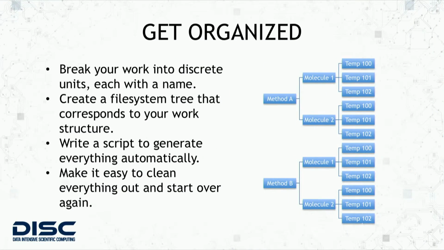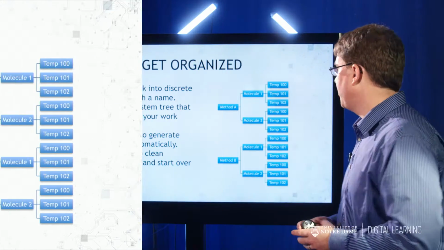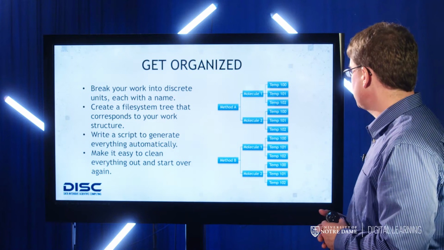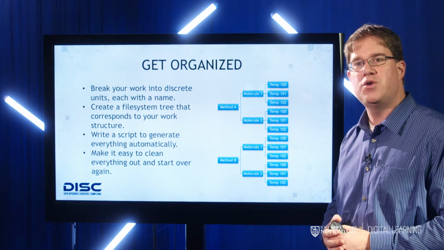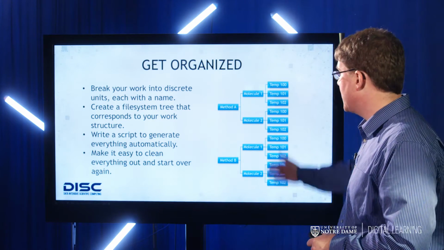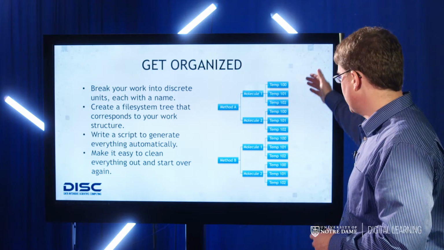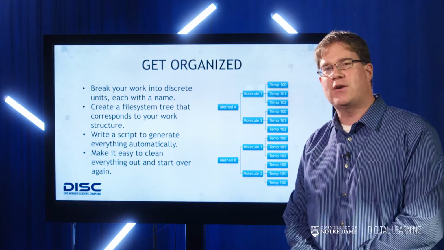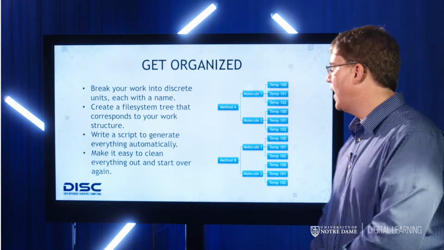Now my first piece of advice is to get organized, in particular to get organized in how you manage your data in your file system. If you're going to do a whole lot of runs, make sure you break your work into some discrete units, each corresponding to a file, and then create some kind of directory structure that corresponds to the work that you're trying to do. In this example, suppose that I want to simulate 2 different molecules at a variety of different temperatures with 2 different methods. Well, the first thing I would do before getting involved in any kind of batch system is to make a nice structure that has method A at the top, then molecules 1 and 2, and finally the temperatures, so that I can browse this directory structure and see what's been done and how everything is set up.